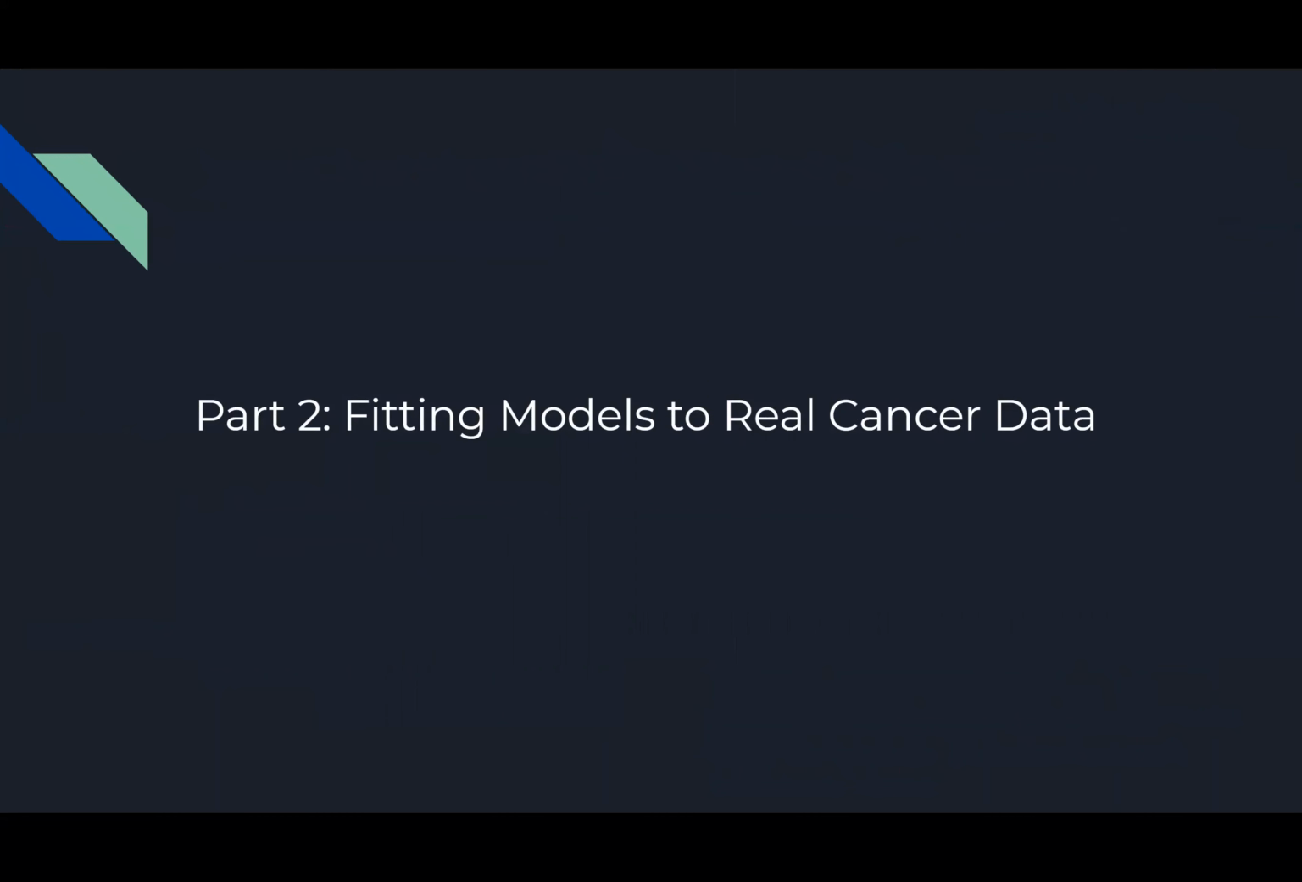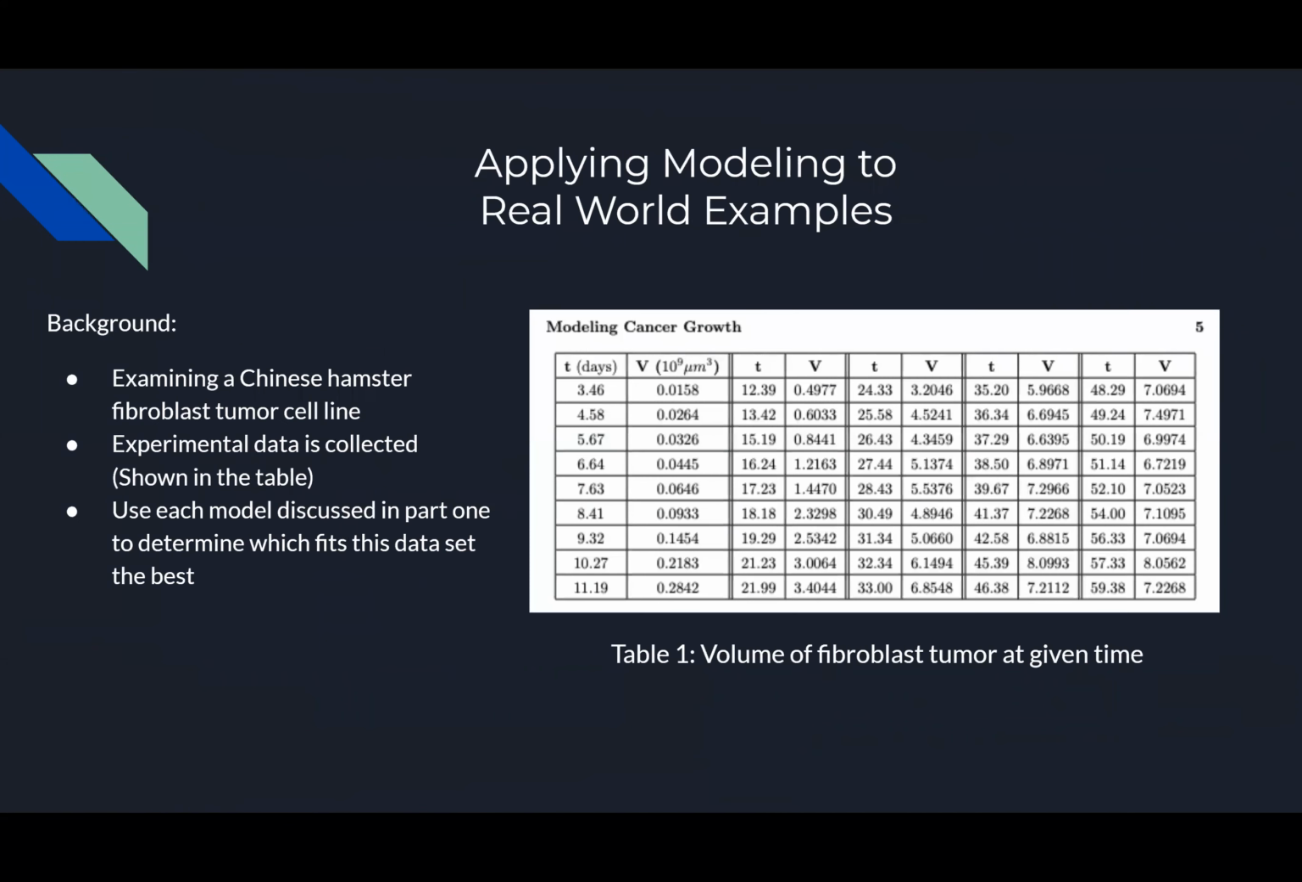Okay, for the second part of this project, we're going to be fitting models to real cancer data. So how can we apply these models to real world examples? For the first case, we are going to be examining a Chinese hamster fibroblast tumor cell. As you can see to the right, there's a table of data, T representing time, and at each time, V for volume of the tumor. We're going to use each model that we discussed in part 1 to determine which fits this data set the best. However, we're going to exclude the exponential and power as these aren't realistic models for real world examples.